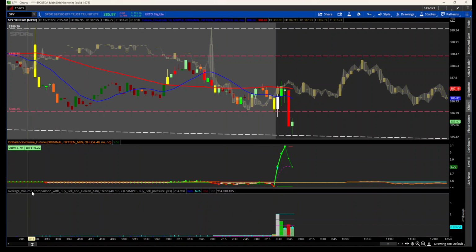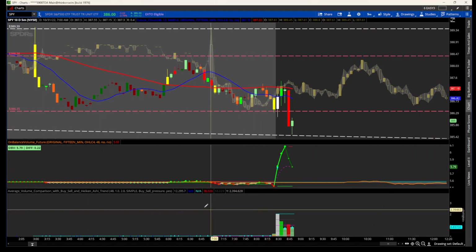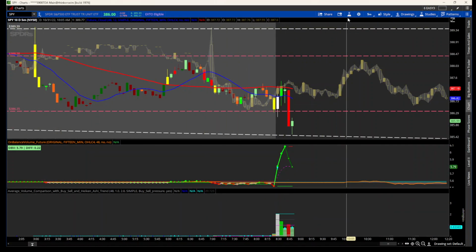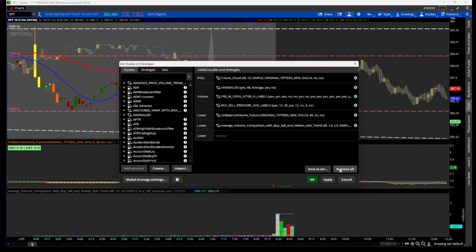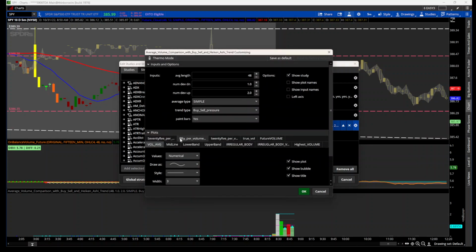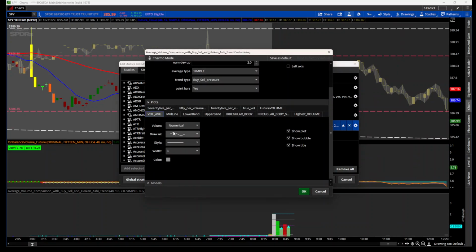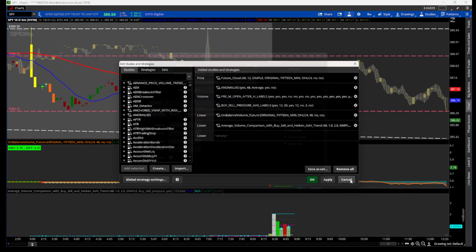And this is my average volume comparison. You can change this to Heikin-Ashi or the buy sell pressure trend. Those are your different trends that I have built into that one. I have the bars painted accordingly as well. And I actually did put in a regular volume average, which is that gray line that's down there.